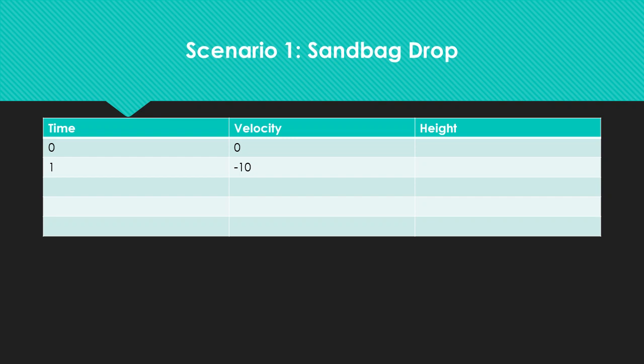So every second, the velocity is going to decrease by 10 meters per second. And with that understanding, it should be very easy to know that at time t equals 2 it's going to be negative 20, t equals 3, negative 30, t equals 4, of course, negative 40. So those are the velocities.